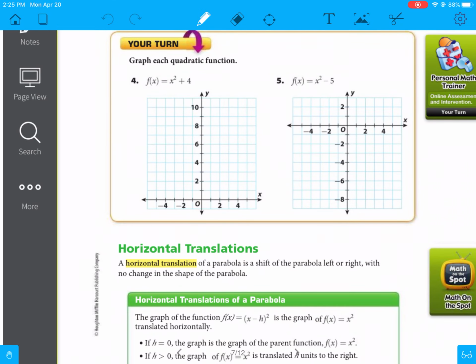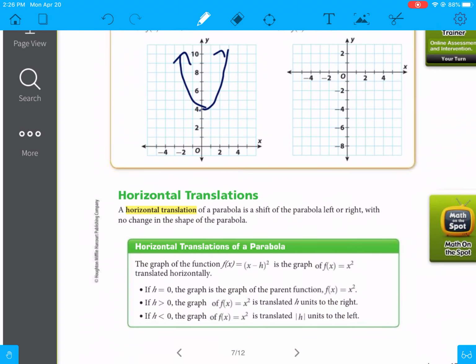Alright, so if you look at number 4, it's going to be x squared plus 4. Instead of having the parabola at (0, 0), it's going to be right here. So it'll end up looking similar to that. It's easiest to do it with an XY chart. So that's the vertical, the up or down.